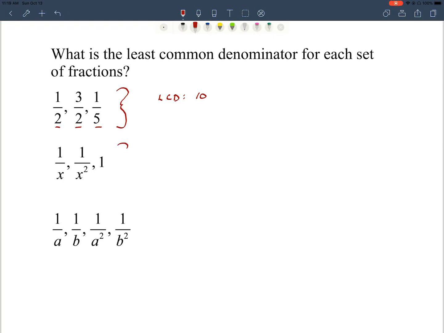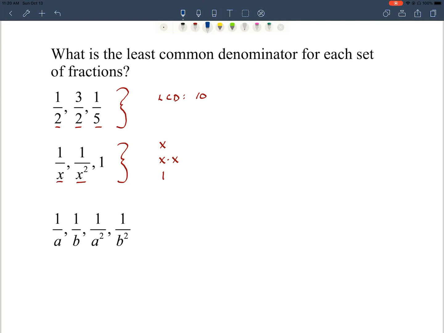Now when we look at the second one here, this is a pretty basic one as well, but sometimes there are mistakes made on this one. So let's do what we did in that last example on the previous slide. Let's list out each of our denominators in factored form. So there's x. We have x squared, which factored is x times x. And then 1 really is irrelevant most of the time here, but we'll just throw it in there in case it happened to be a different number at some point.